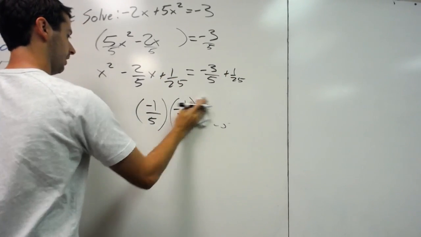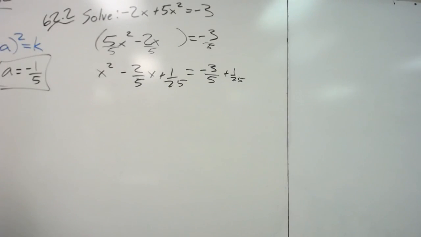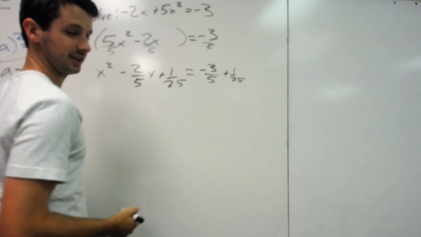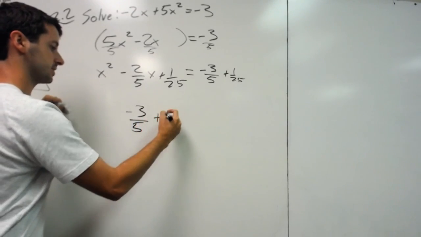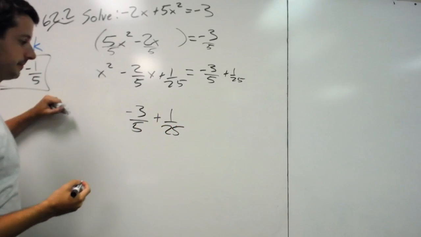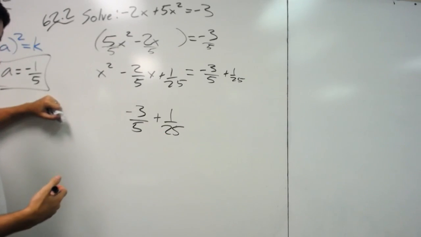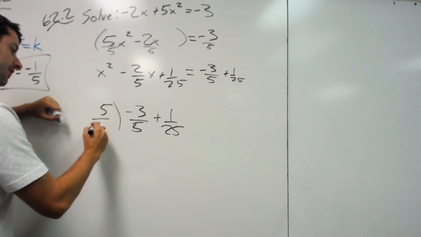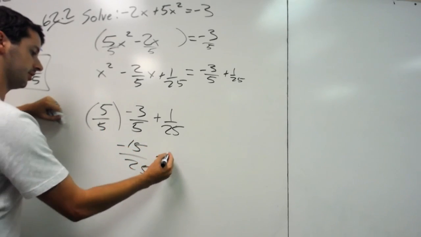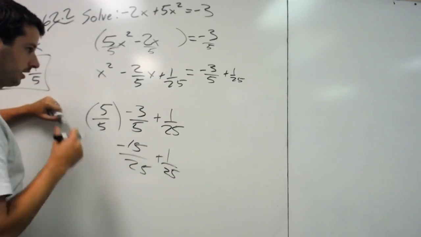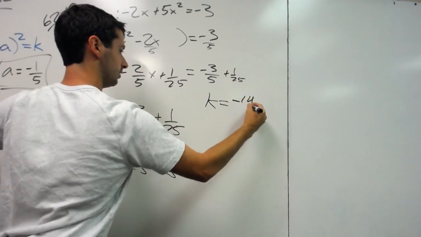Now that we have this set up, we can add our side over here together to solve for k. Negative 3/5 plus 1 over 25. We have to get our common denominator. Obviously 5 goes into 25, so we can multiply by 5 over 5 and get negative 15 over 25 plus 1 over 25. So k equals negative 14 over 25.